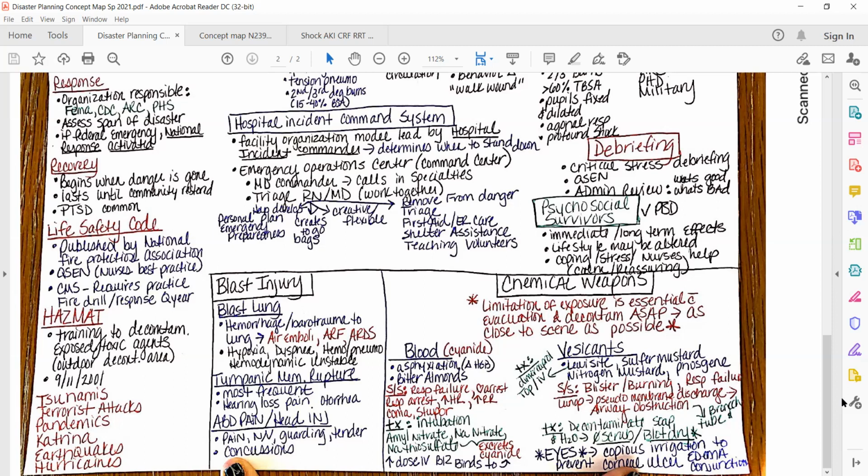Or bitter almonds, that's like a big thing. I think I actually had a test board question about this, about some kind of bitter almond smell with a cyanide agent.